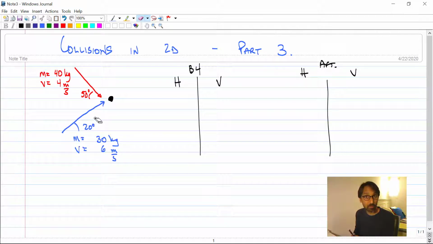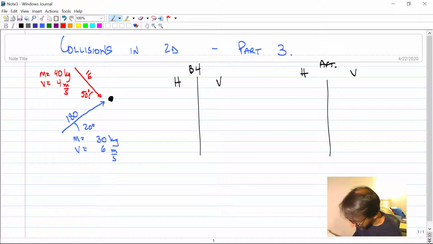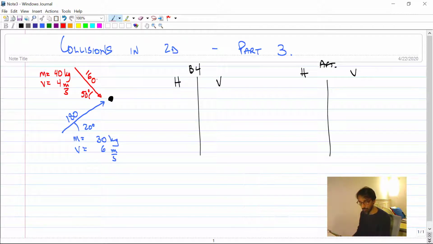So what we're going to do is figure out the momentum of each object first. 30 times 60 gives us a momentum of 180 kilogram meters per second for the blue, and for the red, it's going to give us 160 kilogram meters per second. Now we're going to find the horizontal and vertical components of the blue, and the horizontal and vertical components of the red, and we'll then add those up.